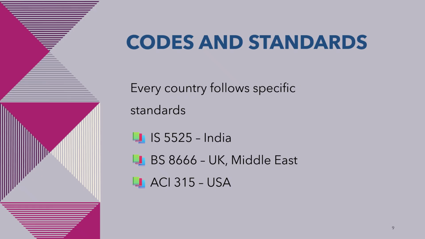ACI 315, United States. In the United States, reinforcement detailing generally follows ACI 315, published by the American Concrete Institute. ACI provides guidance on preparation of shop drawings, bar bending schedules, reinforcement placement details, and standard detailing practices. Although the presentation style differs slightly from BS standards, the overall objective remains the same: accurate and practical reinforcement detailing.